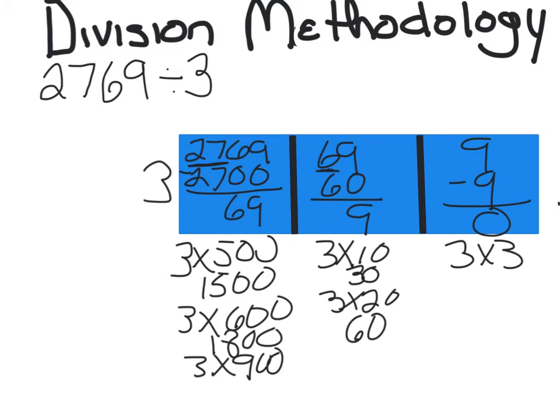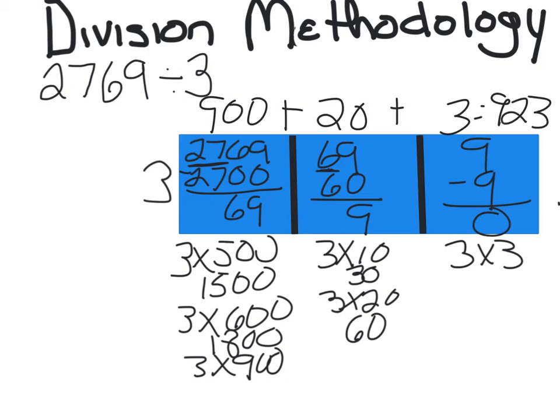Now these numbers go on top of the box, the quotient. So we multiplied by 900 to get our 27. We multiplied by our 20 to give us our 60. We multiplied by 3. And these things get added together, 923.